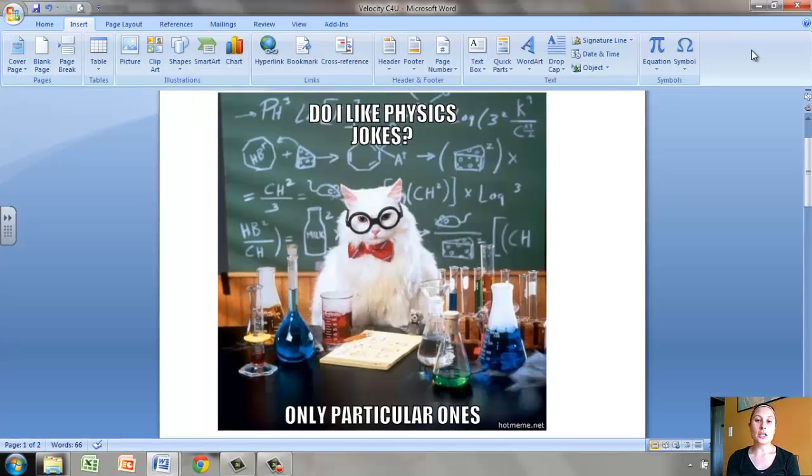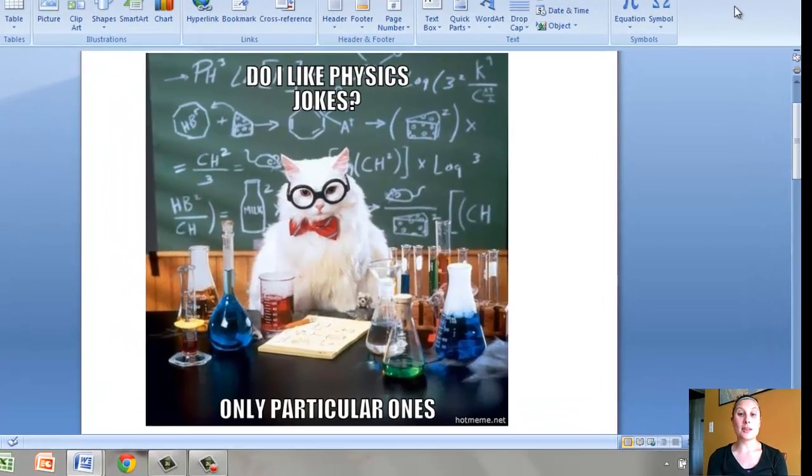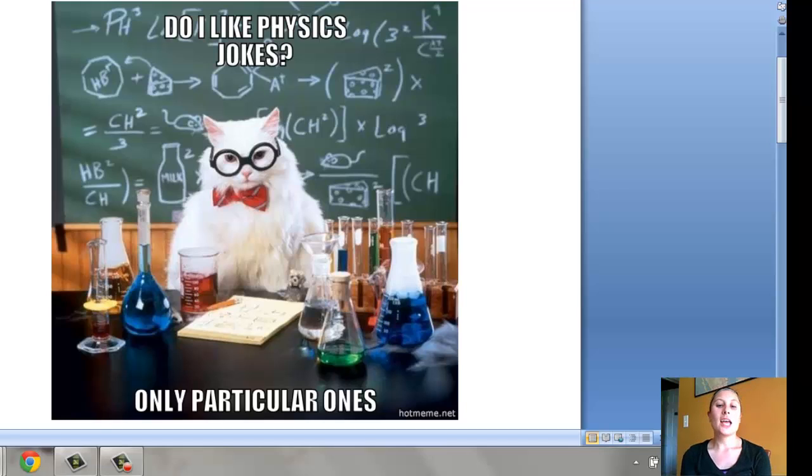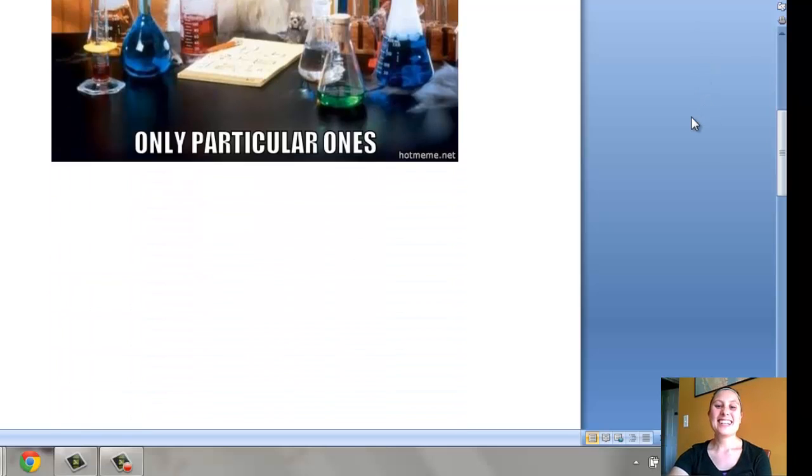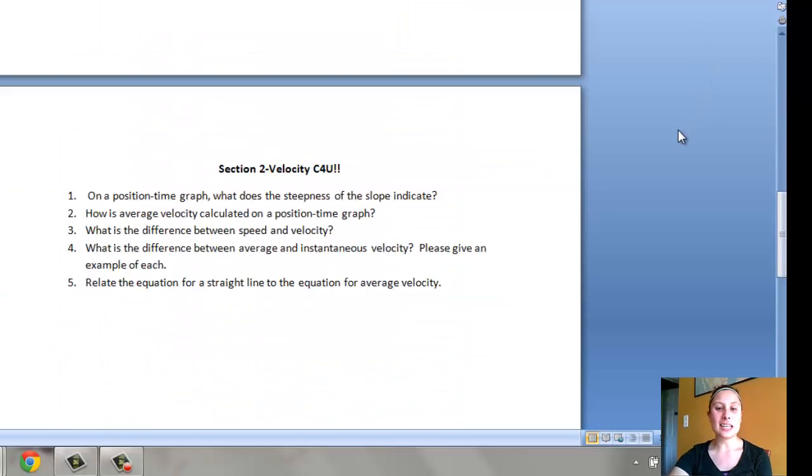Okay, so before we get to the checks for understanding, here is another Chemistry Cat physics joke. So he says, do I like physics jokes? And only particular ones, like particles for quantum physics. Ha ha ha. Alright, take a minute, it'll sink in.